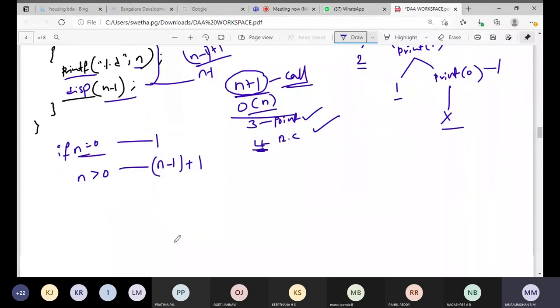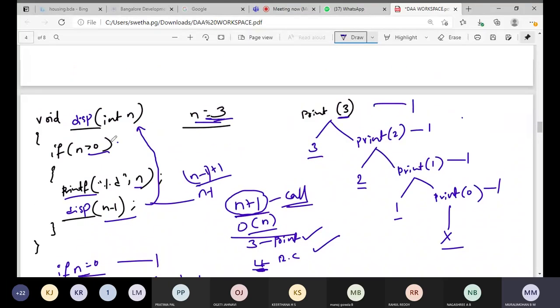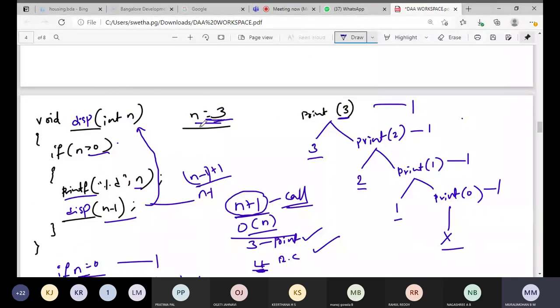So how to build the recurrence relation now? Just see here. We decided on the input size n, so n is 3. Next we decide on the basic operation. Here the basic operation is the function call, each and every time this will be calling this one, right?